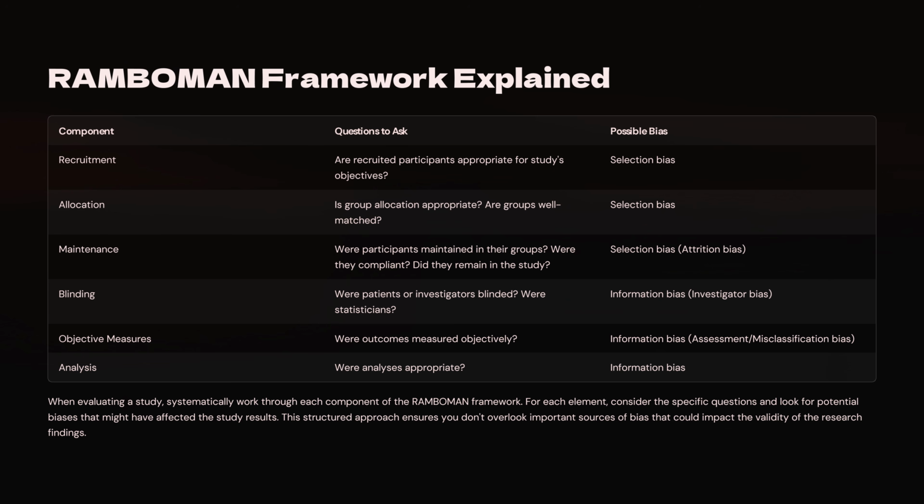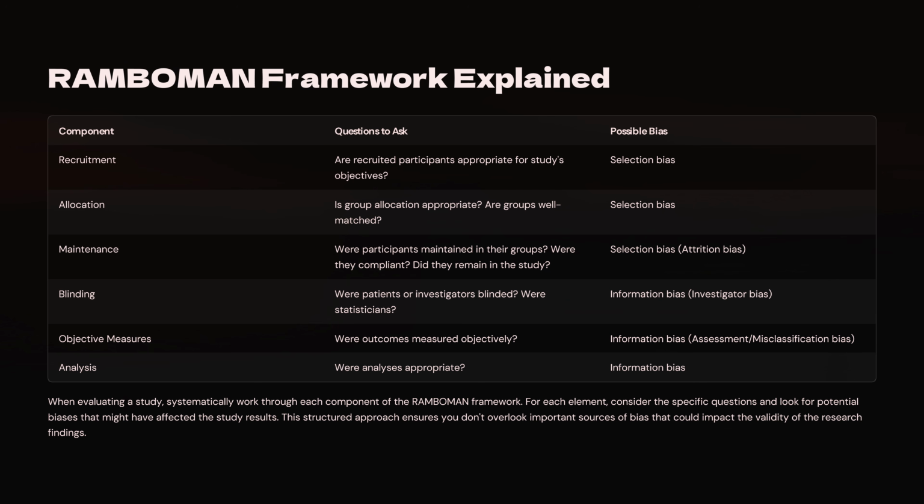Let's dive into the Rambo Man framework a little bit more. As you can see, it has a natural flow from selection bias to information bias. Starting with recruitment, your question should always be, are recruited participants appropriate for the study's objectives? Because we're assessing selection bias. For allocation, are the groups allocated appropriately? Are they well matched? Again, selection bias. And finally, for selection bias, we're going to maintenance. Were the participants maintained in their groups? Were they compliant? Did they remain in the study? So here we're really assessing attrition bias, which is a subset of selection bias.